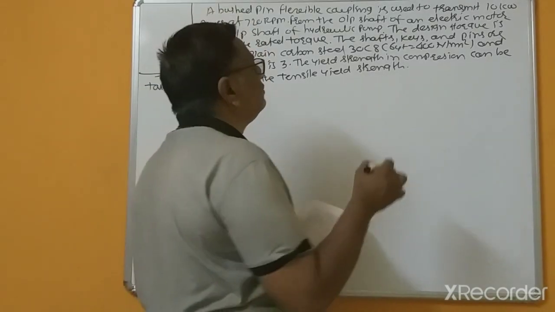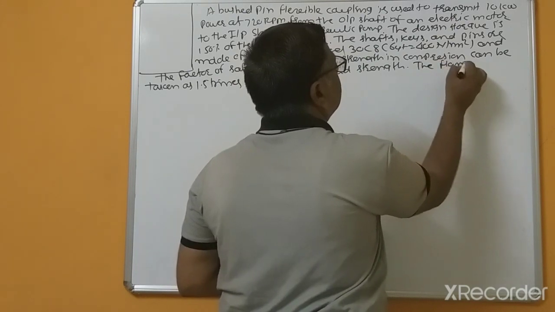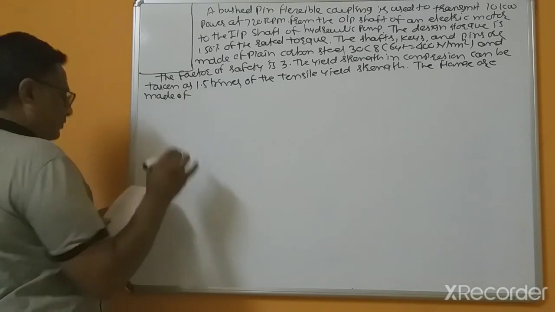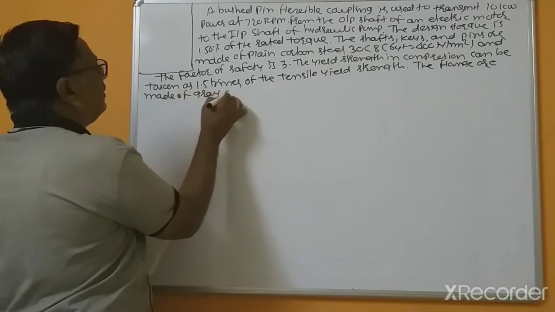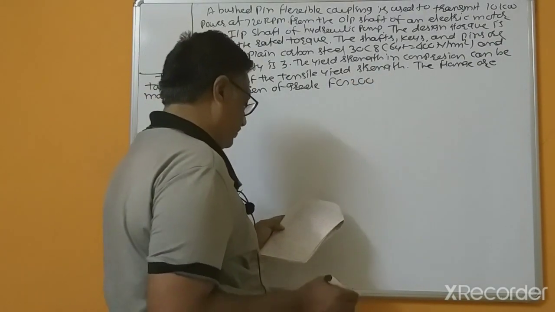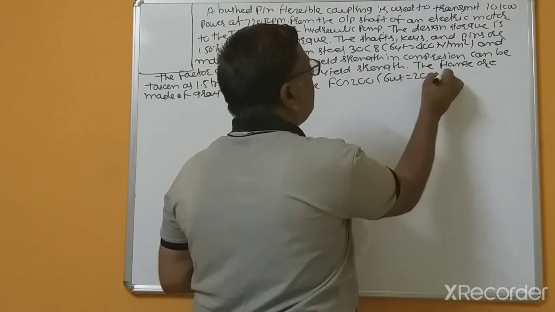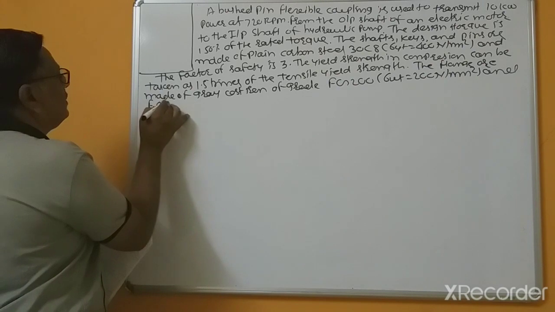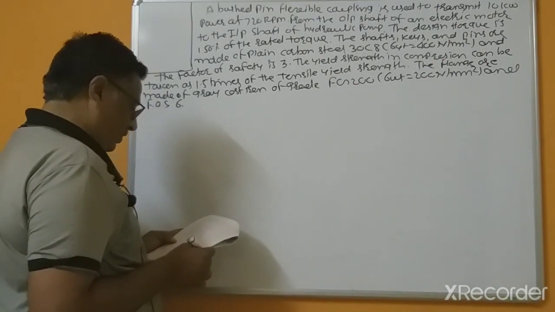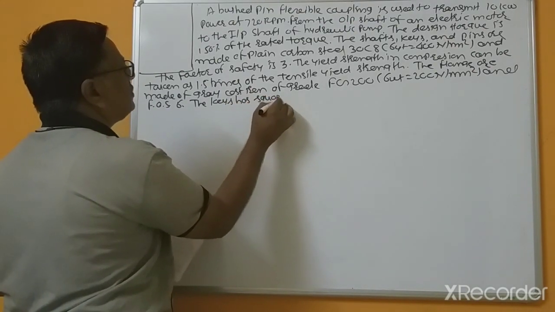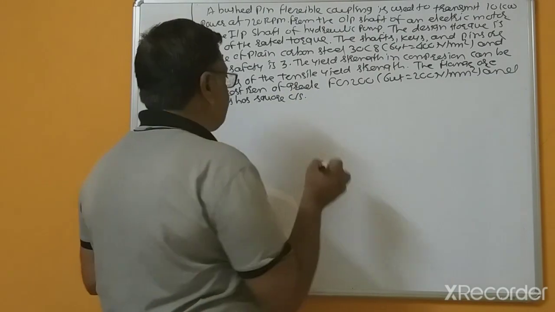The flanges are made of grey cast iron of grade FG 200, sigma ultimate equal to 200 Newton per mm squared, and factor of safety is 6. The keys have square cross section.